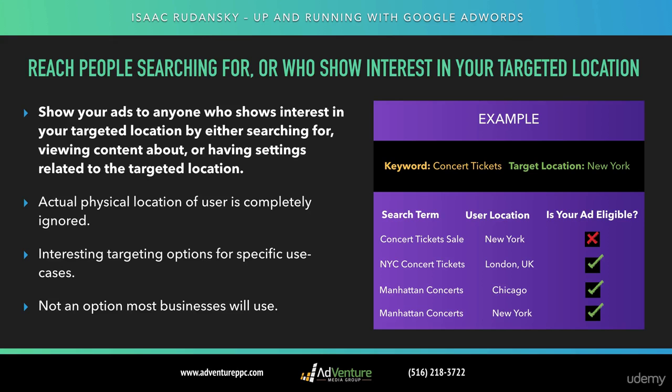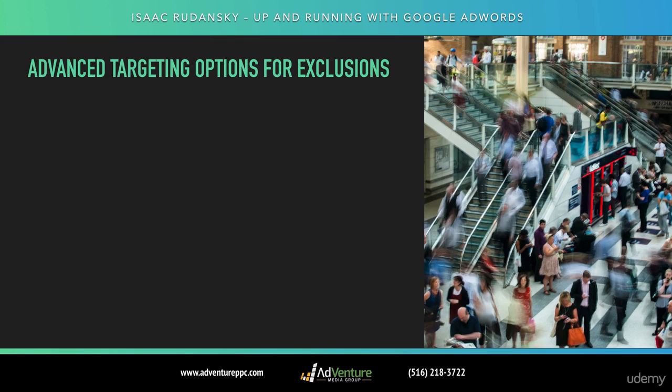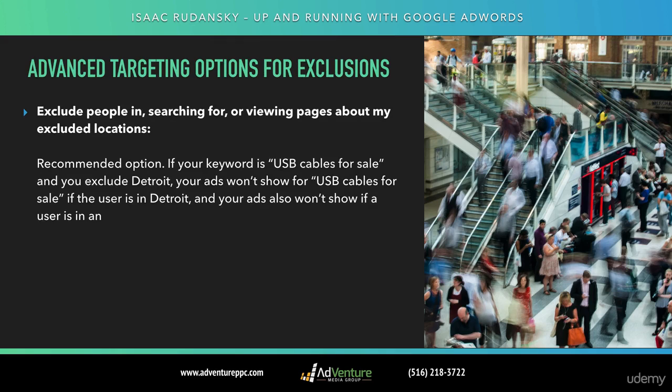So let's just quickly jump into the targeting options for exclusions. We have 2 targeting options for exclusions. We could either exclude people in searching for or viewing pages about my excluded locations. I'm not going to go as in depth about the examples because it really works the exact same way as the targeting options. This is the recommended option, and this is also Google's default option.